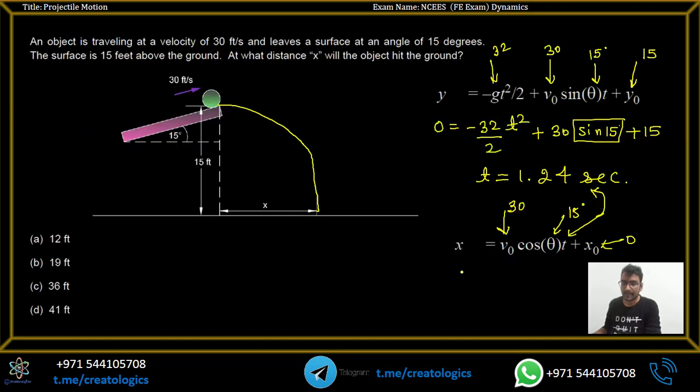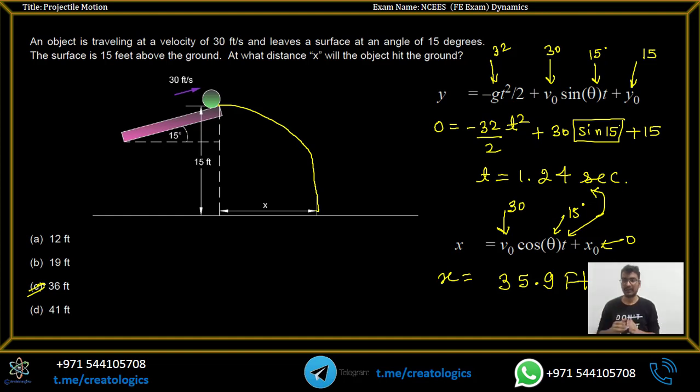When I solve this and substitute these values in the calculator, I get the final value as 35.9 something feet. As you can see, we need the nearest value. It's not the exact value, but the nearest value we can say is 36 feet. Option C is the correct answer.